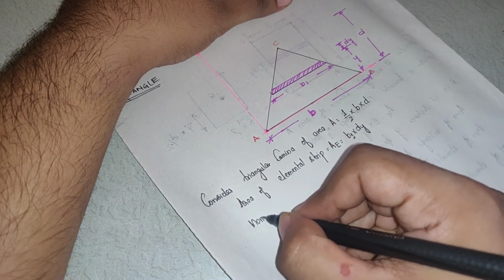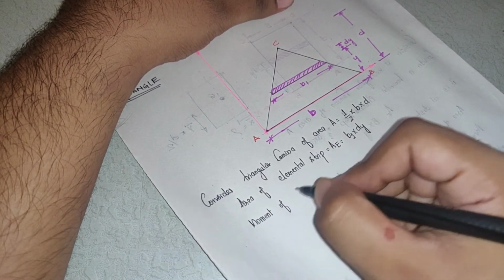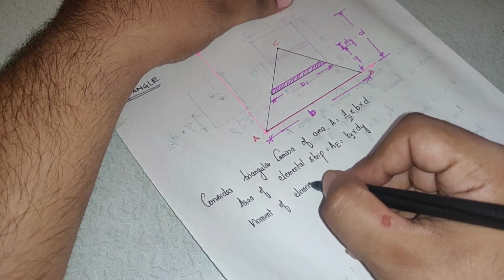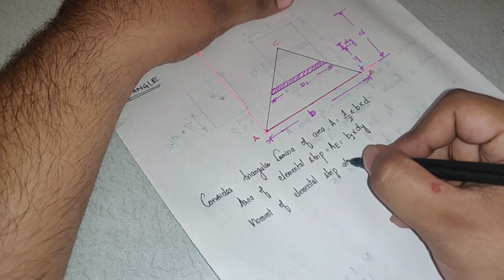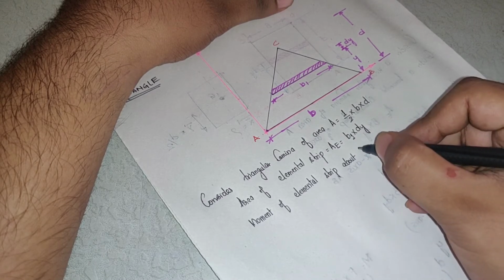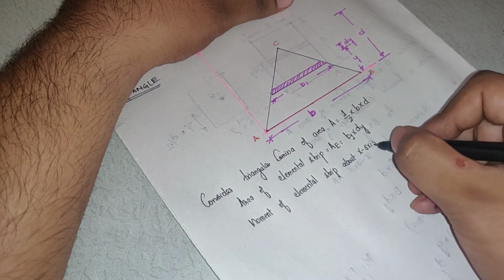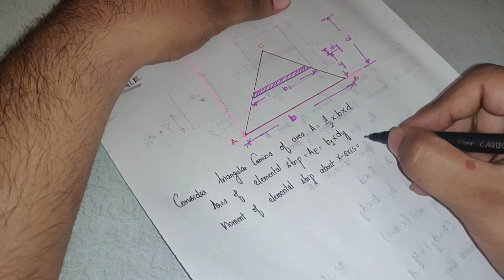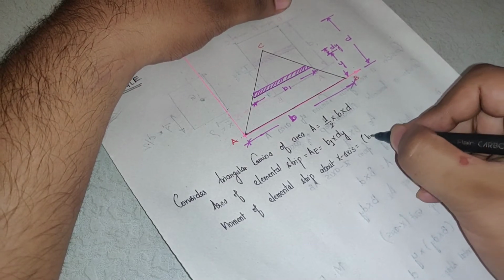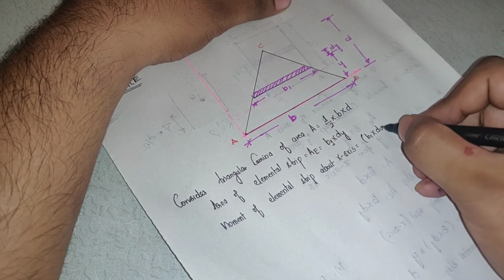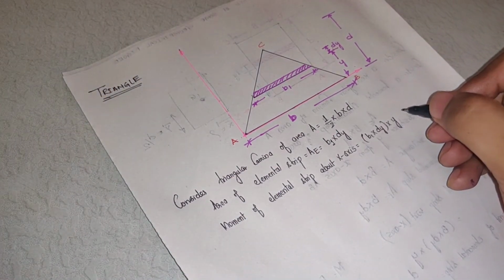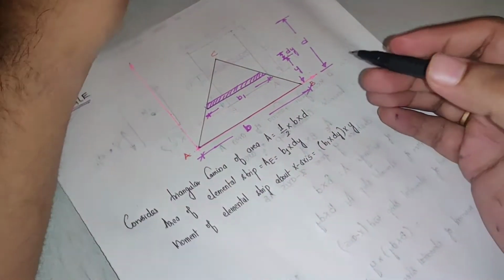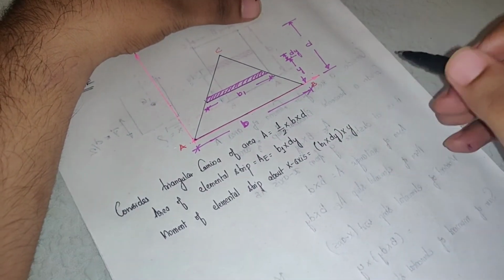Now what is the moment of this elemental strip about the x axis? I'll take the moment of the elemental strip about the x axis. That will be B1 into dy, the area, into the perpendicular distance, which is y. But we don't know the value of B1.